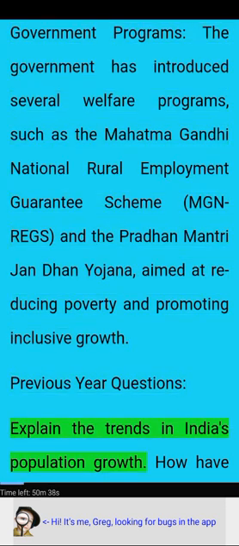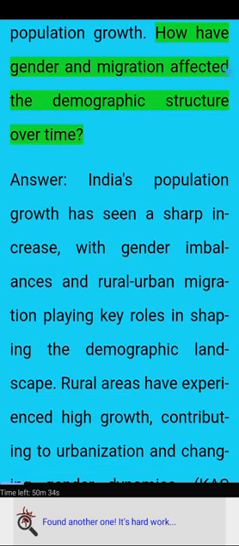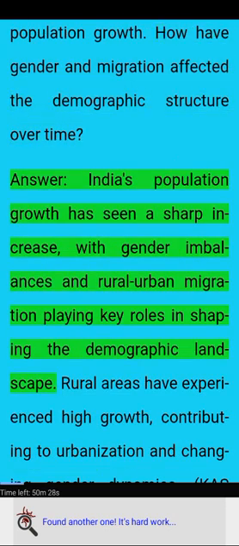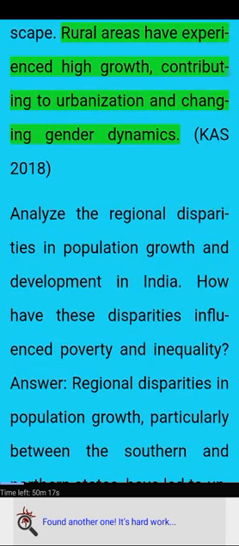Previous year questions. Explain the trends in India's population growth. How have gender and migration affected the demographic structure over time? Answer. India's population growth has seen a sharp increase, with gender imbalances and rural-urban migration playing key roles in shaping the demographic landscape. Rural areas have experienced high growth, contributing to urbanization and changing gender dynamics.